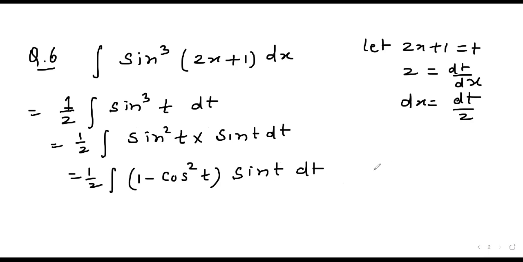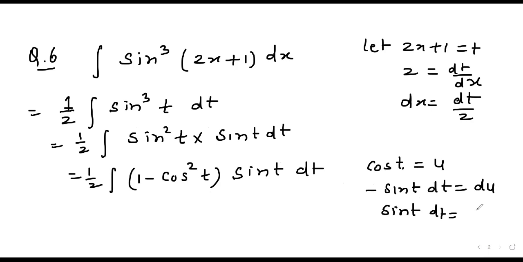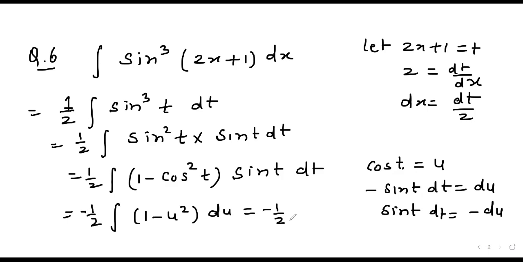Now we put cos t equal to u. If we differentiate it, it will become minus sine t equal to du upon dt, or minus sine t dt equal to du. We have sine t dt, so sine t dt equal to minus du. So our question becomes 1 by 2, minus sign outside, integration 1 minus u square du, which will give minus 1 by 2. 1 will become u, and u square will become u cubed by 3 plus c.